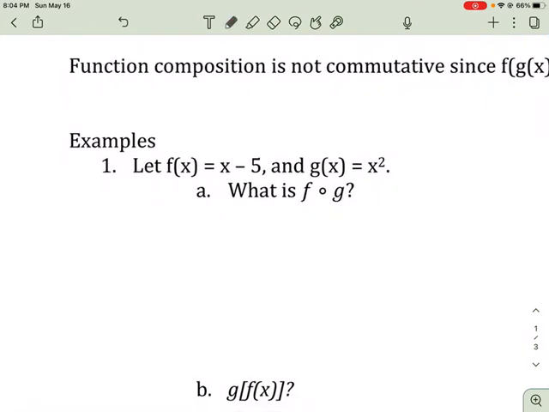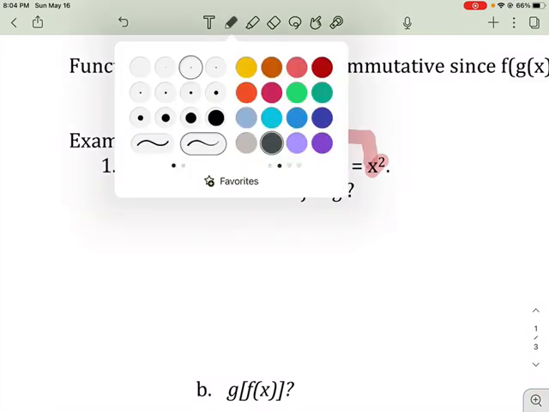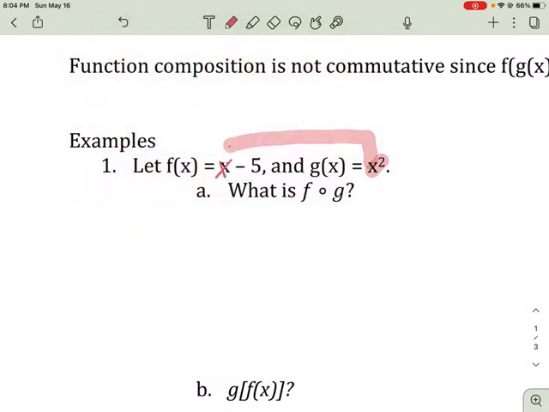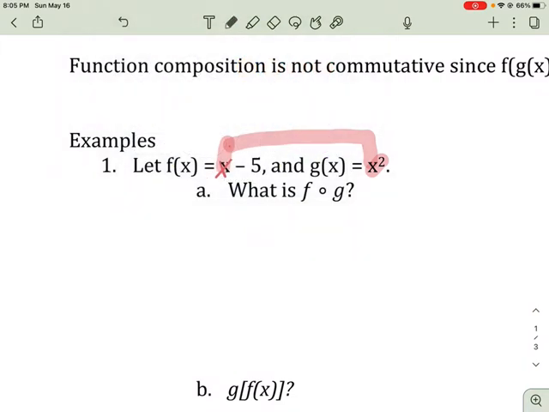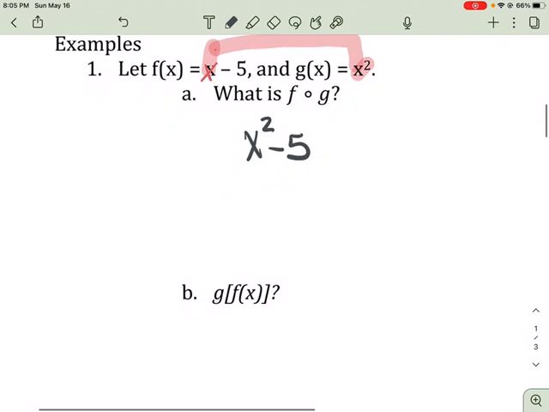Here are two functions, and we want to know what is f composed of g. What that means is that we're going to take g, which is x squared. I'm going to come over here to f, take out the x and replace it with x squared. So x squared goes in for the x, and it becomes x squared minus 5. We take out the x and replace it with x squared.